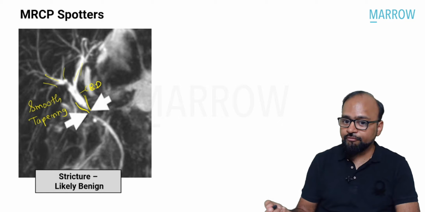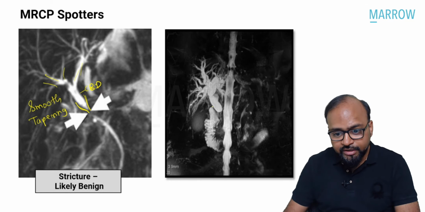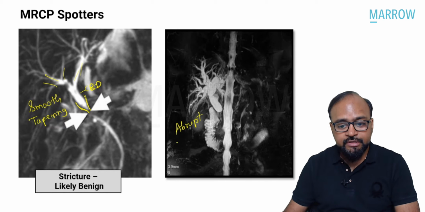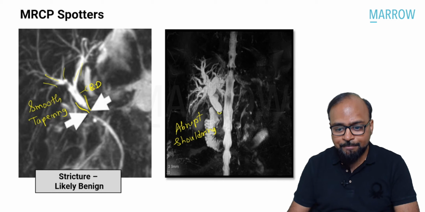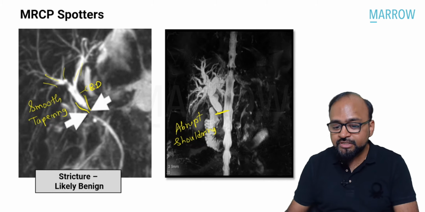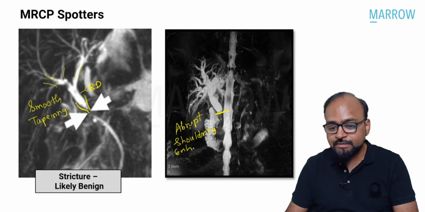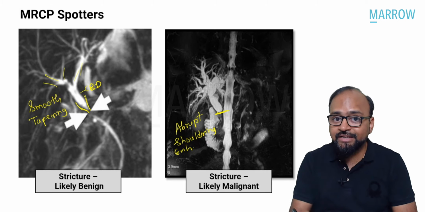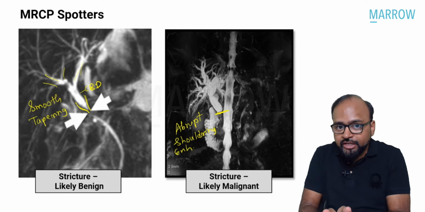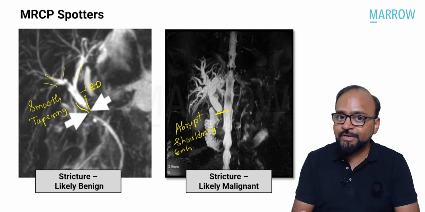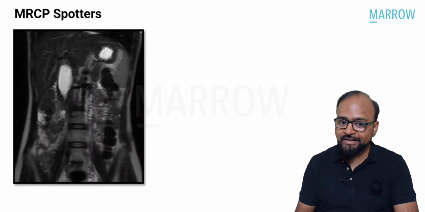There is no irregularity. Whereas if you look at this stricture, right, it is abrupt. So it is not tapering, it is abrupt. There is a shouldering like effect. This is called shouldering like effect because it is abrupt. All of a sudden, there is a sudden cutoff. And sometimes on post contrast images, there might be enhancement at the site of this stricture. Then such strictures are likely to be malignant strictures. So a smooth elongated tapering narrowing is usually a benign stricture. An abrupt shouldering like narrowing with some enhancement on post contrast images is likely to be a malignant stricture.